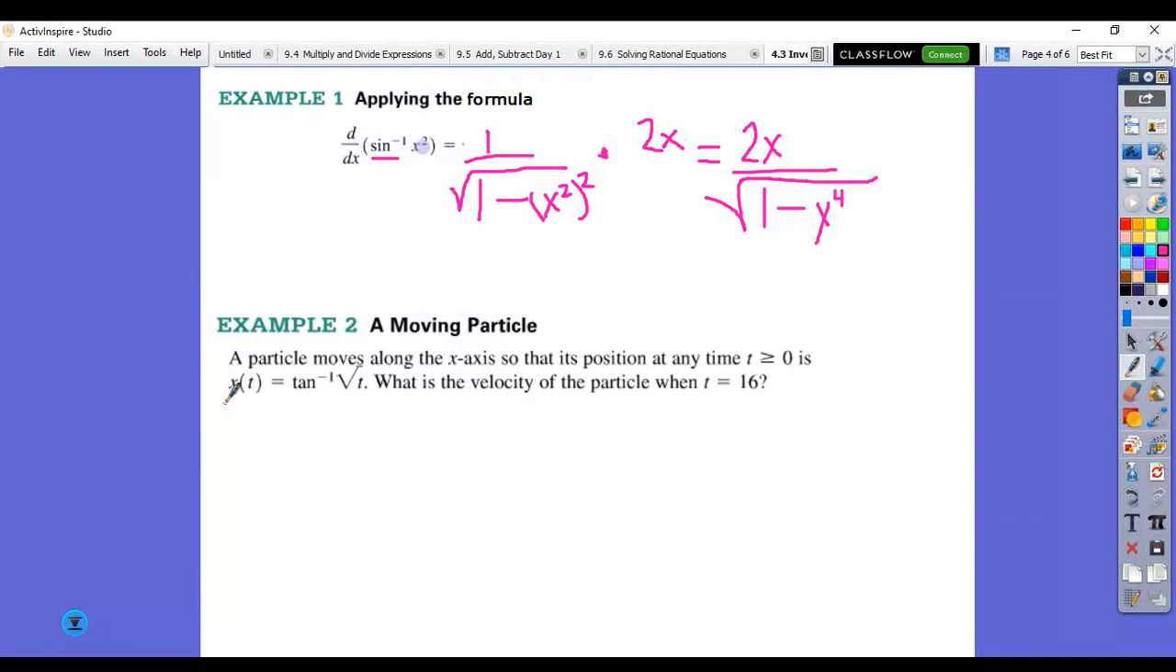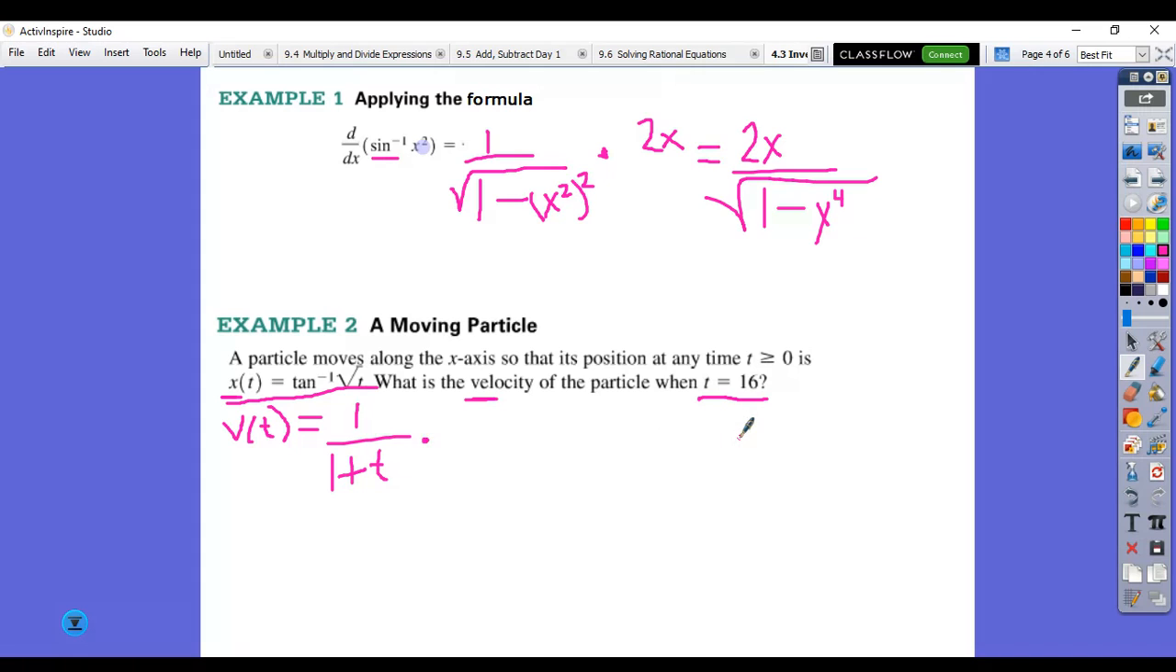A particle moves along the x-axis, and its position is tan inverse of the square root of t. Remember, they kind of interchange x and s. What's the velocity at time t equals 16? First let's find v of t. That's the derivative of tan inverse, 1 over 1 plus the square root of t squared, which is just t, times the derivative of the square root of t.